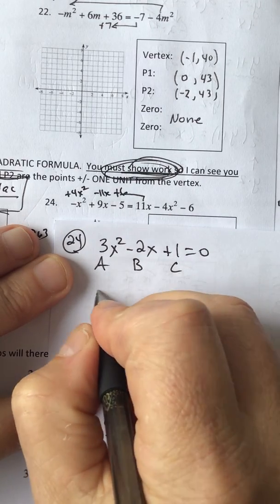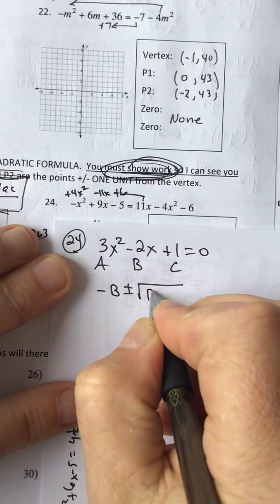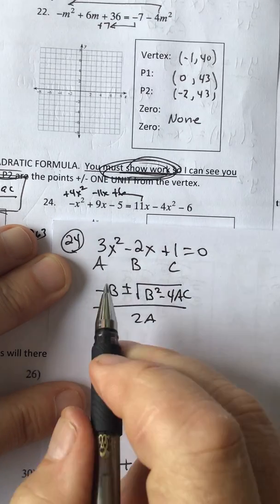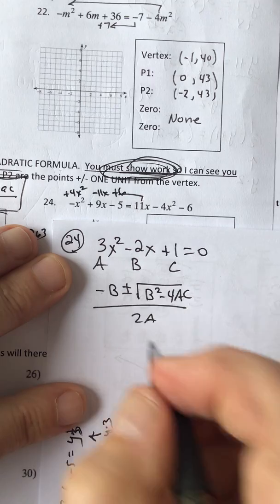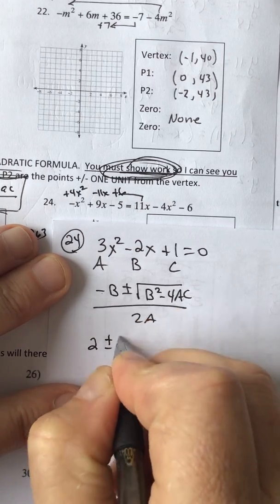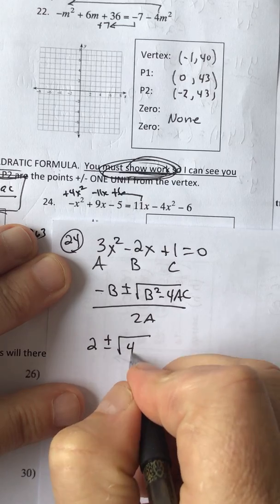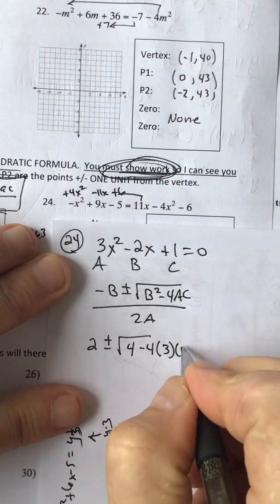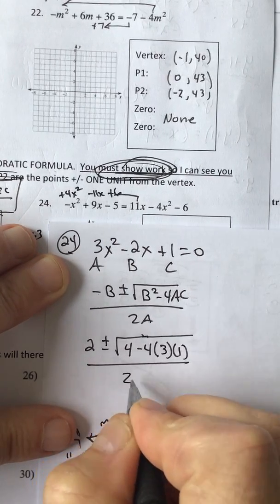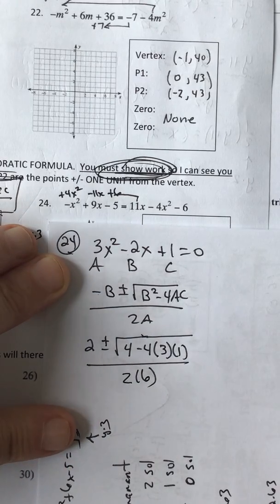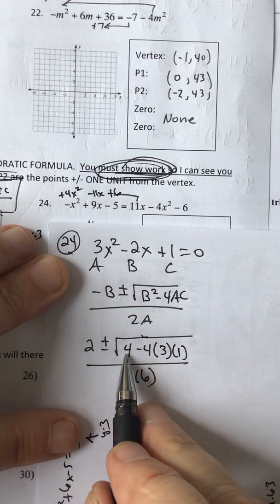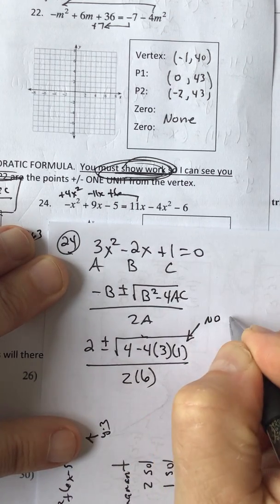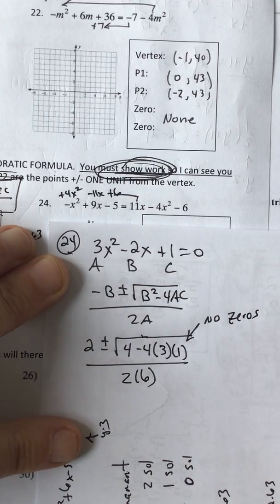So negative b plus or minus the square root of b squared minus 4ac divided by 2a. So I need the negative of negative 2, so that'll make it positive 2, plus or minus negative 2 squared is positive 4, minus 4 times the a number is 3, times the c number is 1, all divided by 2 times 3. So that bottom number will be 6. Now take a look at this. This is 4 minus 12. I already know there's going to be no solutions because the discriminant is negative.